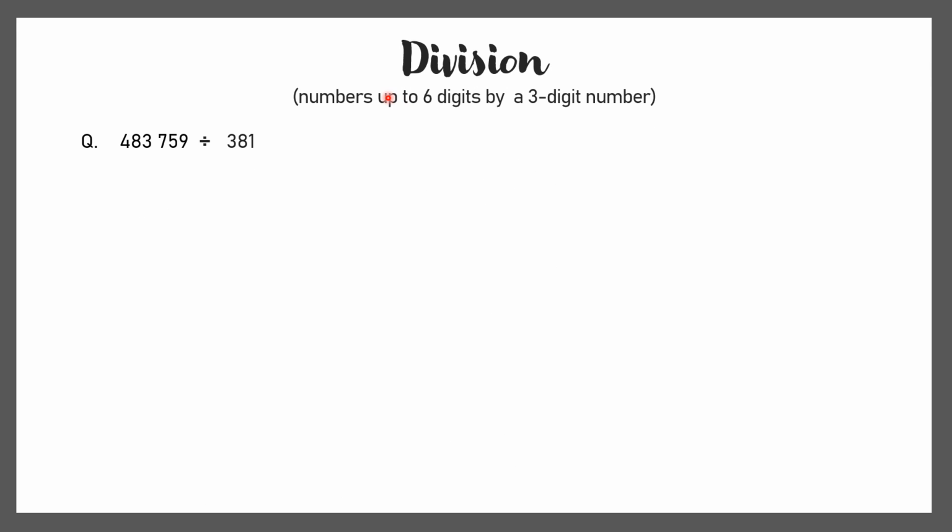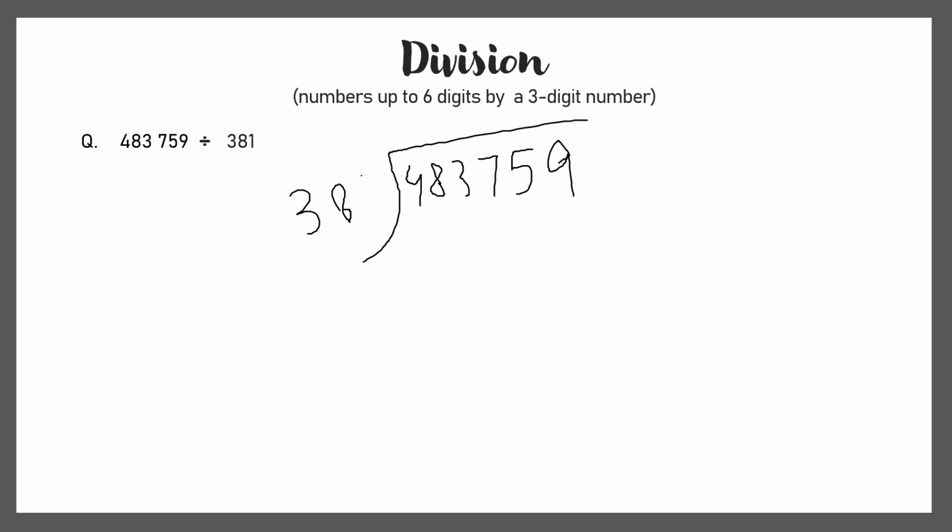Okay, now we will do division by a 3-digit number. So now we have to divide this number, 483759, by a 3-digit number, which is 381. So we will write the number which we have to divide inside, 483759, and 381 we will write here because we are dividing with 381.